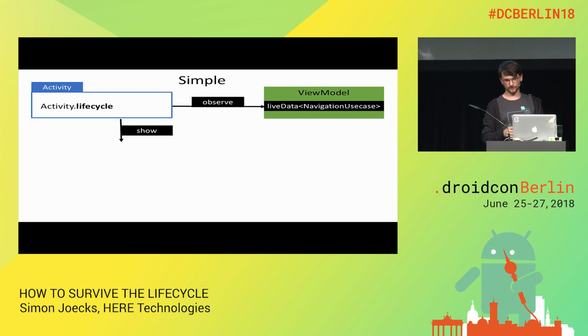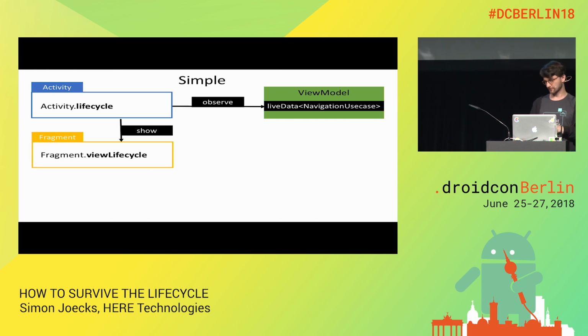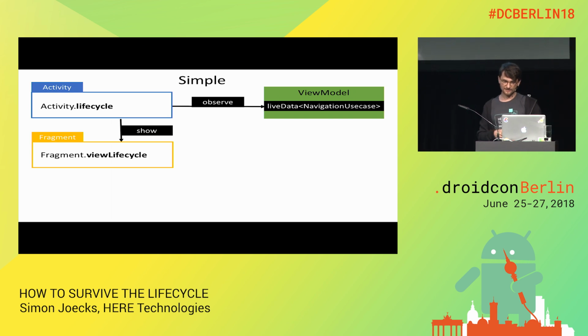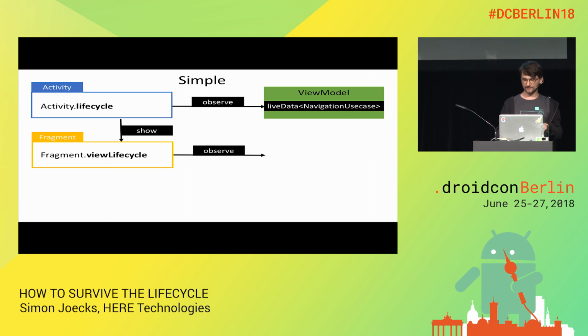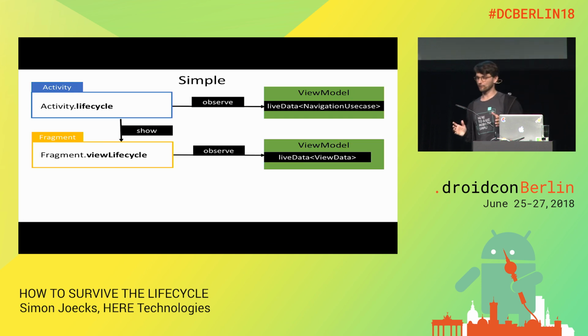So what is it doing? It actually shows fragments. And the fragments are here observing with the view lifecycle, not with the fragment's lifecycle, but the view one, to avoid all kinds of pitfalls here. And we are observing any kind of object that is dealing only with the view. So you have a very simple construct. If you're just building a simple application, I think this construct is good enough to hold most of the cases.